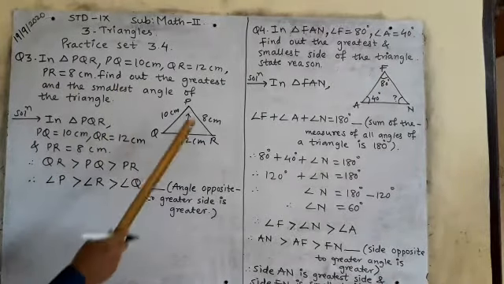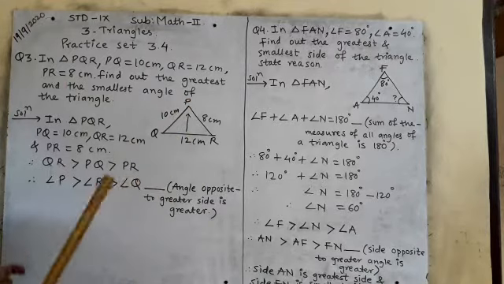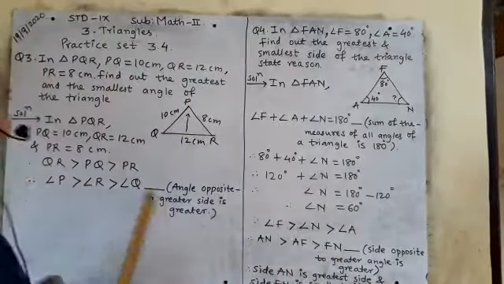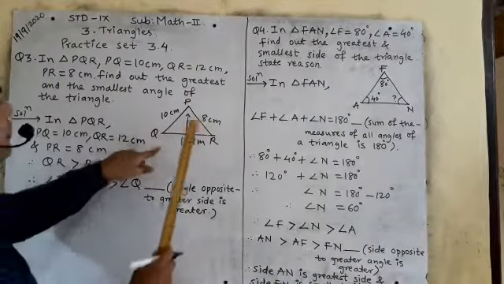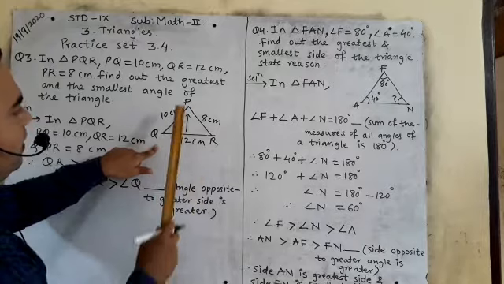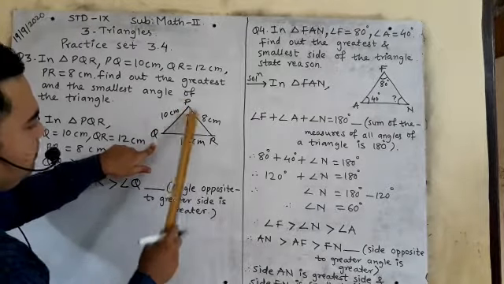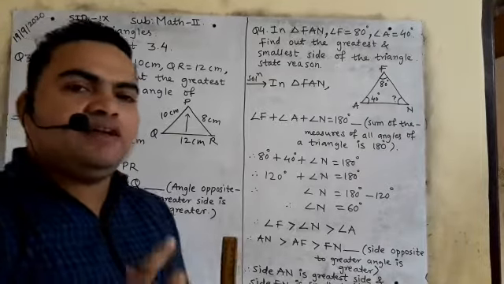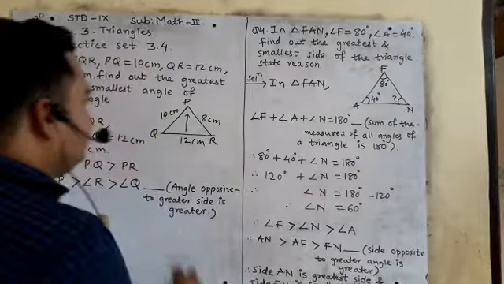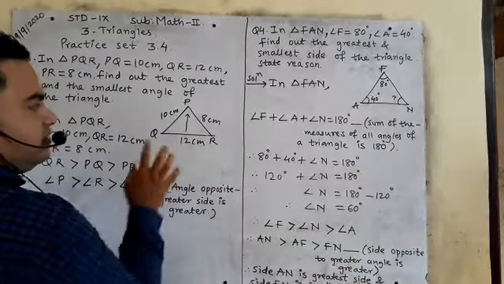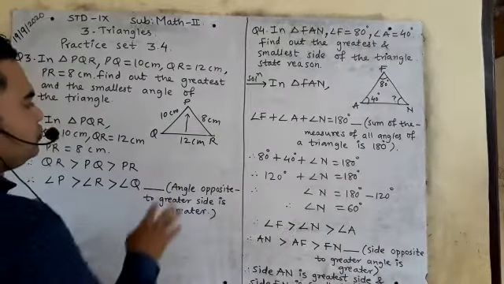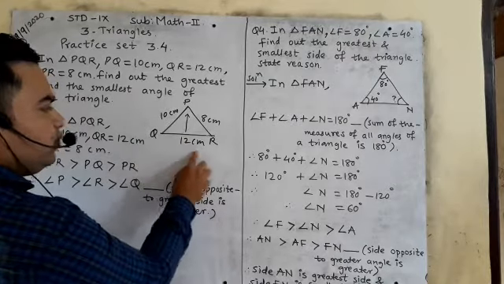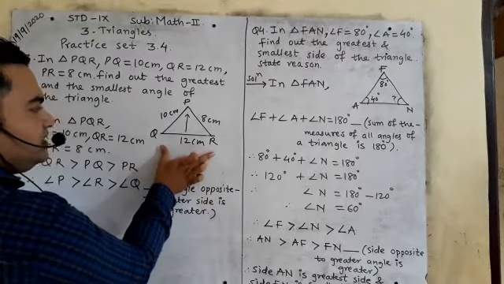We have to find from these three angles which angle is the greatest angle and which angle is the smallest angle. Please pay attention towards this figure first. This is PQR. PQ is 10, QR is 12 and PR is 8 cm. So my dear students, today we will see a new and very important thing. The three sides of a triangle are given to you. Which side is greater? 12. Side QR is 12 cm.